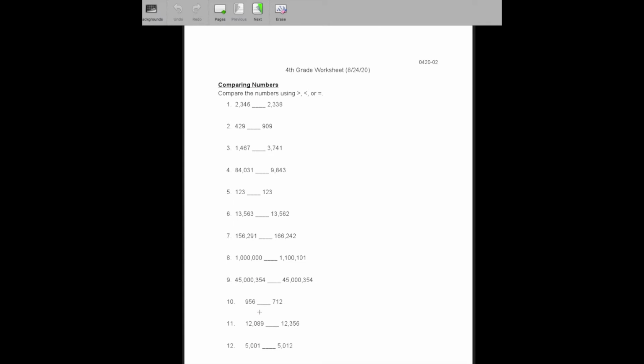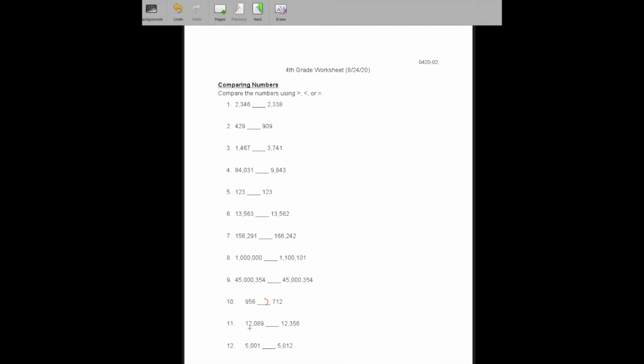So how you do number 10 is both numbers are each 3 digits long. So all you have to do is compare from left to right. So the leftmost number is a 9 here, and the leftmost number is a 7 here. So the bigger number is 9, so you would put a greater than symbol.